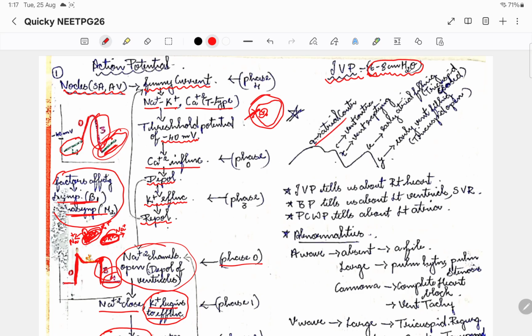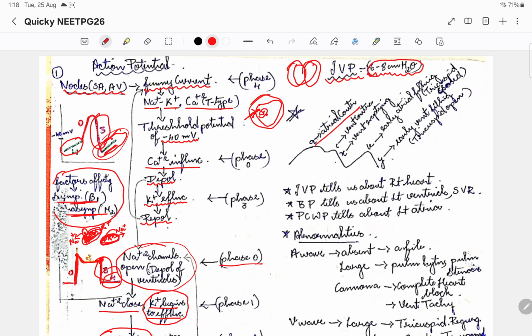So A is the atrial contraction. Basically JVP is telling us about the right side of the heart, whereas BP tells us about the left side of the heart. Okay, JVP tells us about the right side of the heart and BP tells us about the left side of the heart. So this is the thing. JVP is telling about the right side of the heart basically.